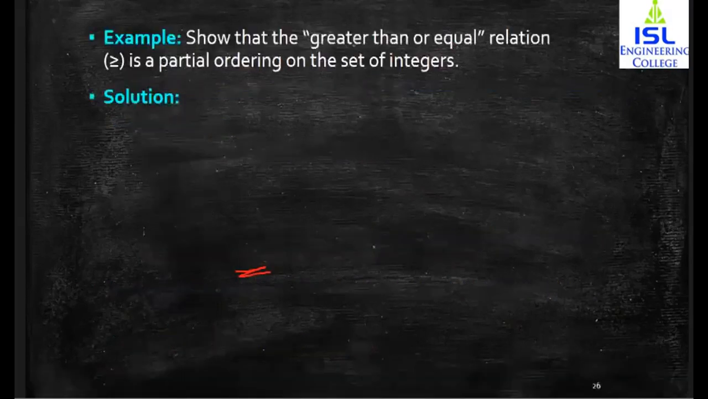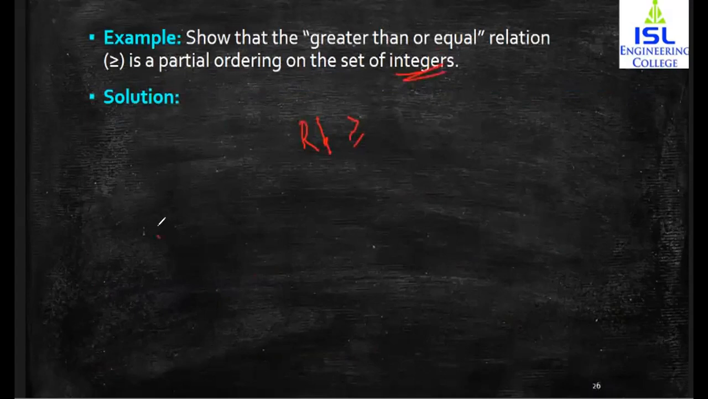Now the question is, show that the greater than or equal to relation is a partial ordering on the set of integers. So basically, what is the relation R such that it is greater than or equal to? If we have the relation R, what is the domain? It is a set of integers.